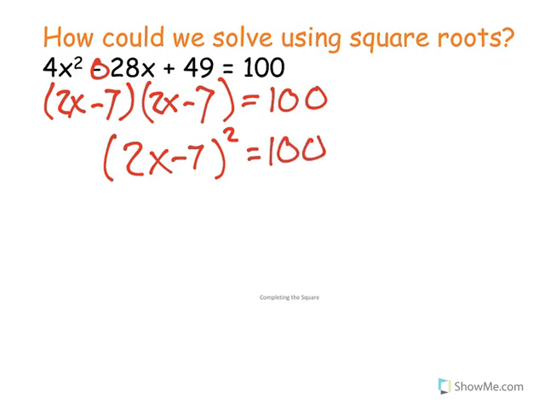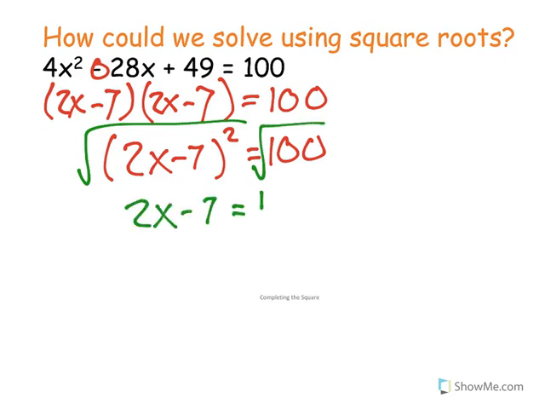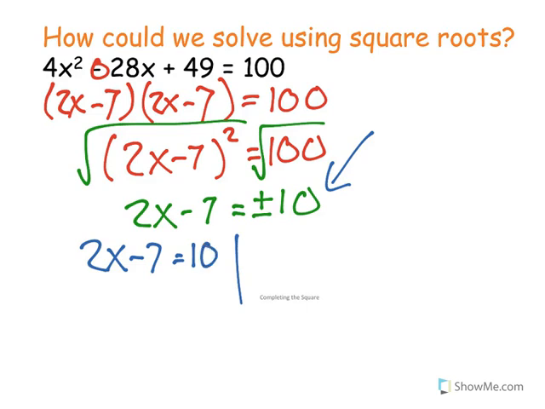Now we take the square root of both sides. So now I get 2x minus 7 is equal to plus or minus 10. And again, that plus or minus is very, very important that we've got that plus or minus there. So now I've got these two cases, right? I've got case 1, which is that 2x minus 7 is equal to 10. And I've got case 2, which is 2x minus 7 equals -10.